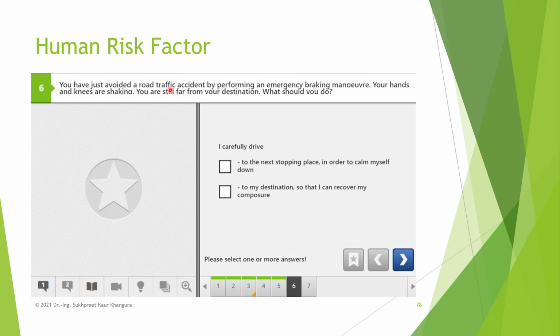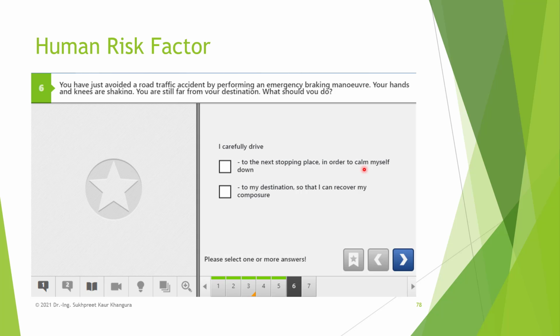You have just avoided a road traffic accident by performing an emergency braking maneuver. Your hands and knees are shaking. You are still far from your destination. What should you do? You have just avoided a road accident, but you are still in shock. What should you do? I carefully drive to the next stopping place in order to calm myself down.